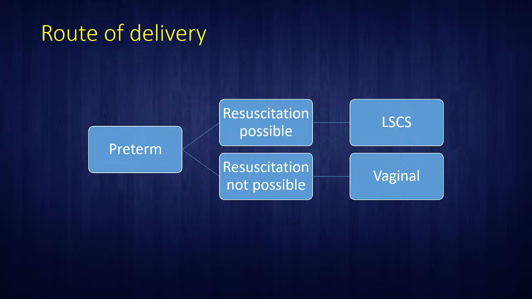Particularly in case of preterm, we have to see whether the baby is salvageable or not. If resuscitation is possible, then go for LSCS. If resuscitation is not possible, suppose the pregnant lady with breech presentation came at a gestational age of 23 weeks, a 23-week fetus is not salvageable. In that case you go for vaginal delivery. If it is more than 26 weeks, 27, 28 or more, go for cesarean section.